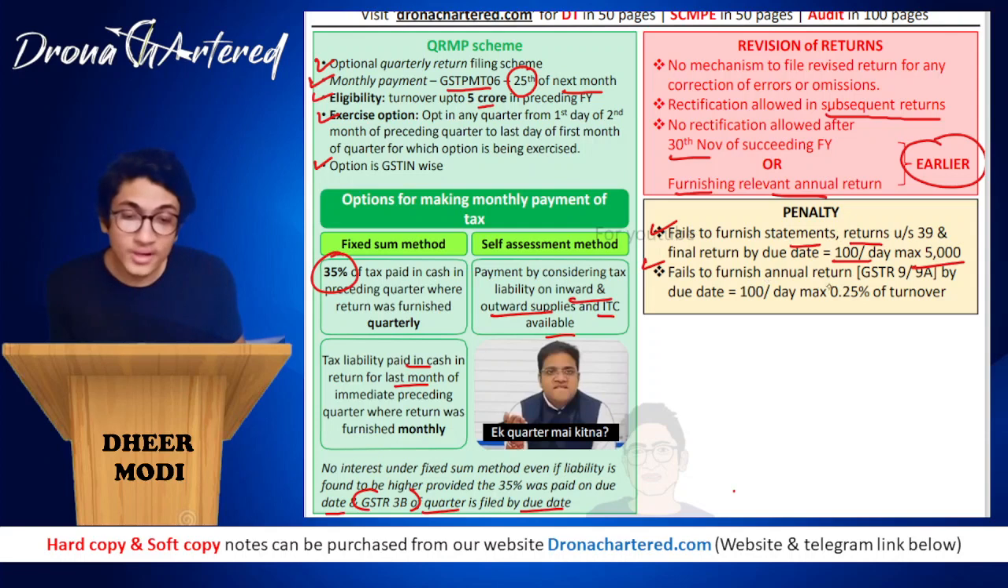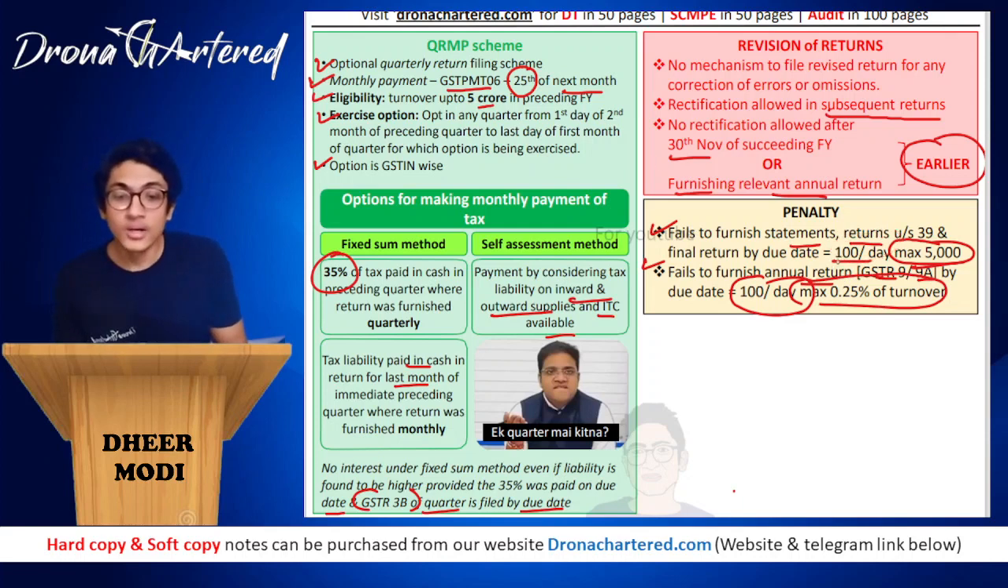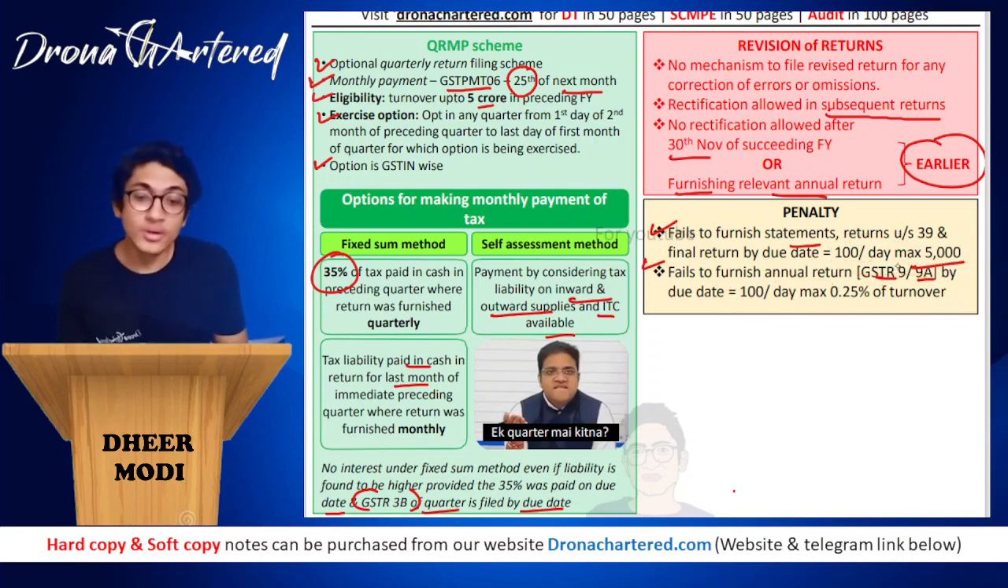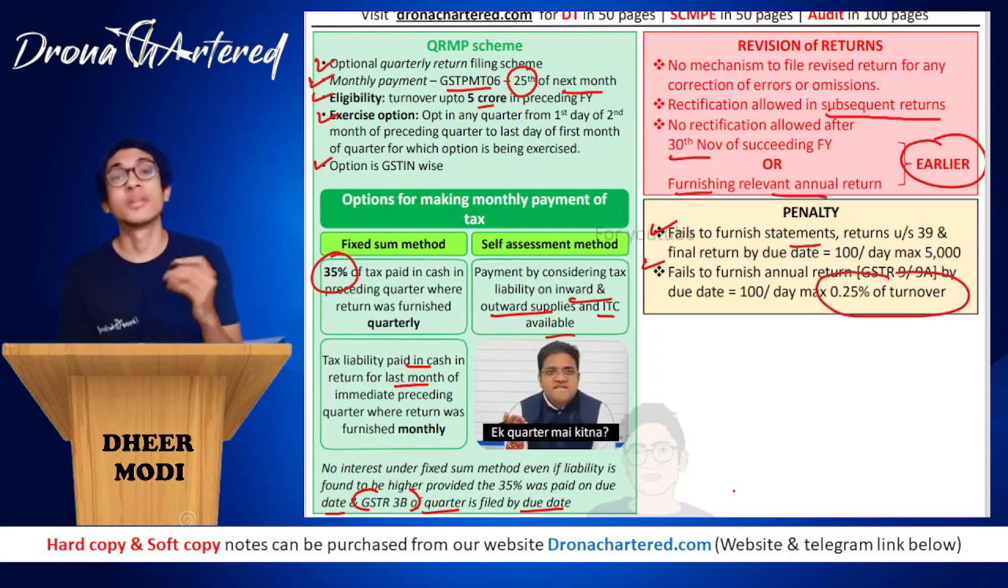If you fail to furnish annual return, that is your GSTR 9 or 9A, by the due date, over here it will be 100 rupees per day. Over here also it was rupees 100 per day. But the maximum was an absolute figure, that is your 5,000. Over here, your maximum is 0.25% of turnover. So what does this mean? That if you don't furnish your annual return, then they will calculate it on your annual turnover, that is 0.25% of your turnover.